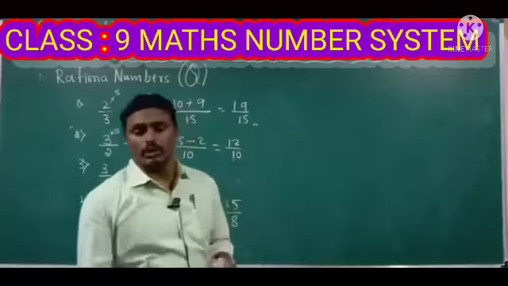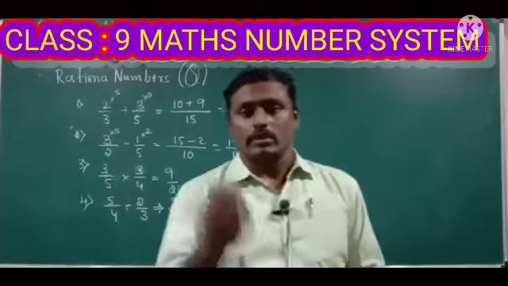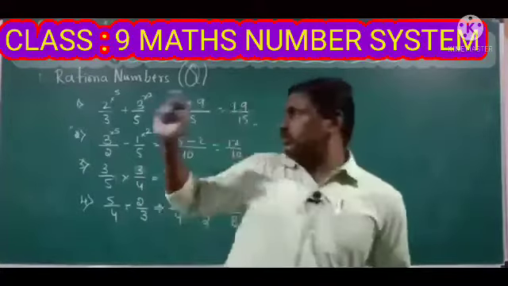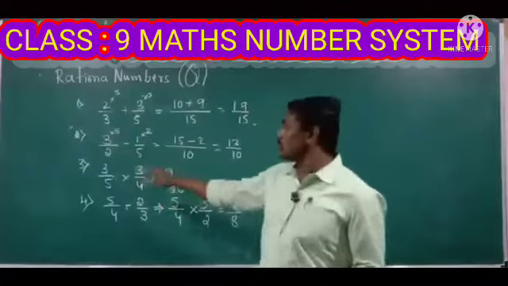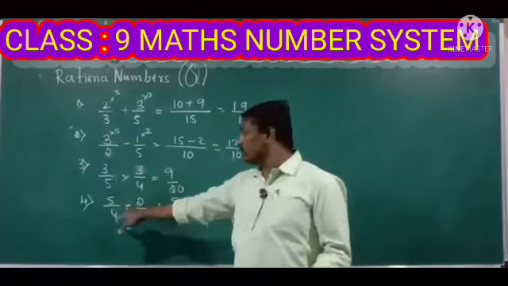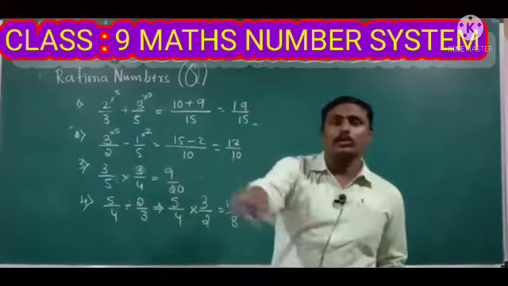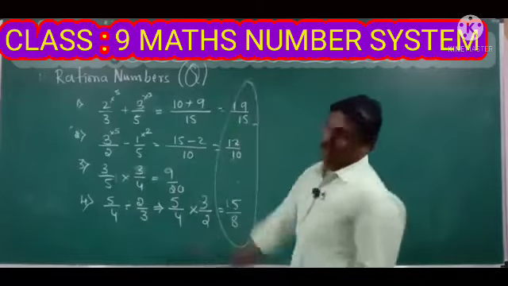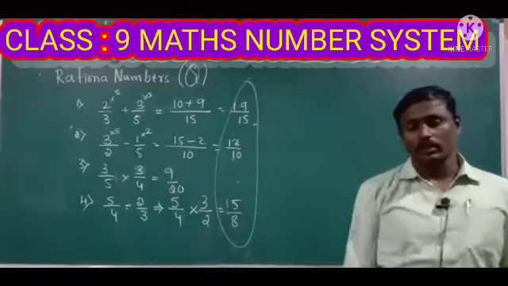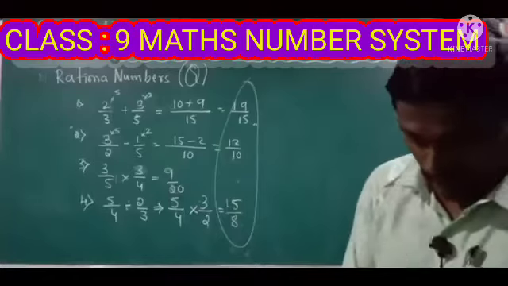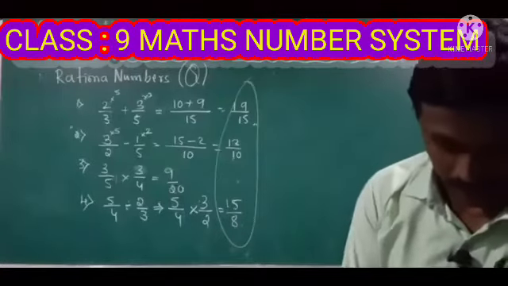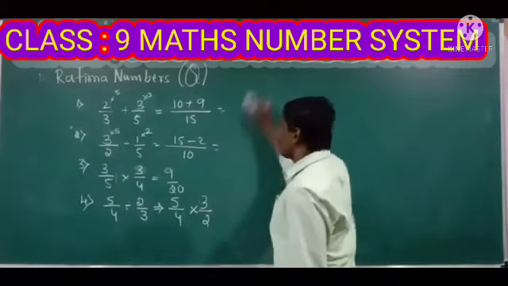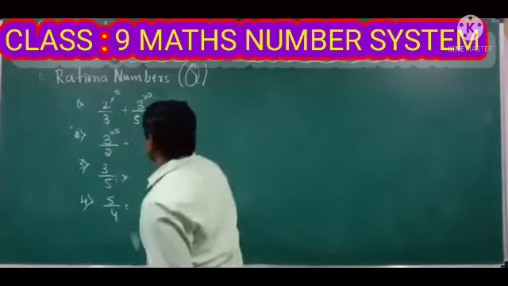A rational number only. It means the sum of any two rational numbers, the subtraction of any two rational numbers, the multiplication of any two rational numbers, or the division of any two rational numbers, the resultant value is always a rational number only, or it is always in the form of a rational number only. Okay, so these are some basic properties of rational numbers.